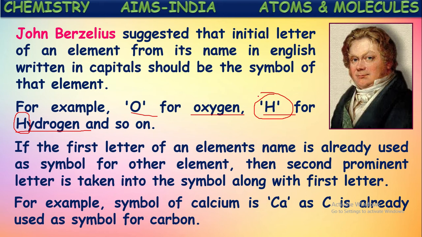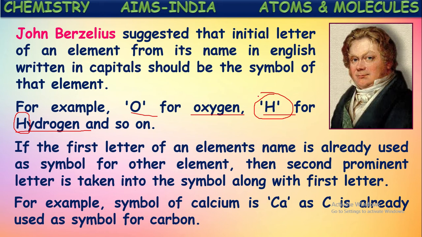In the same way, some other elements, chlorine is Cl, chromium is Cr. In that way, other elements which start with C have symbols with two letters, one being the starting letter and the second being the second prominent letter. I'm not saying exactly the second letter in the name, but the second prominent letter.